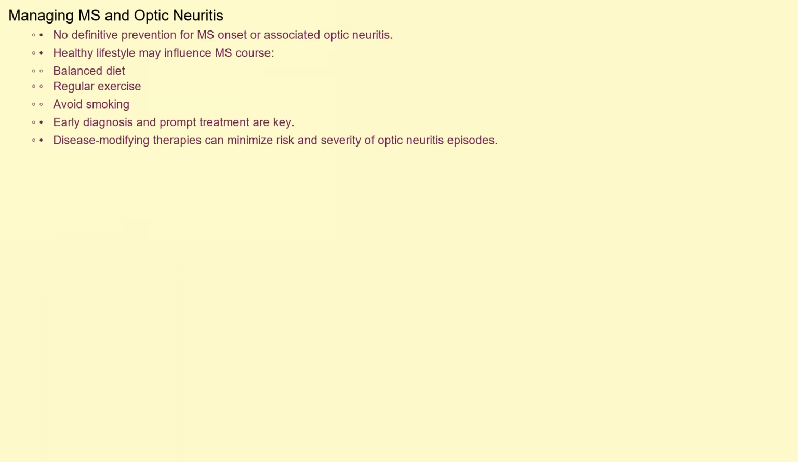Currently, there's no definitive way to prevent the initial onset of MS or, consequently, MS-associated optic neuritis. However, adopting a healthy lifestyle, including a balanced diet, regular exercise, and avoiding smoking, can support overall health and potentially influence the course of MS. Early diagnosis and prompt treatment of MS with disease-modifying therapies is the best approach to minimize the risk and severity of future optic neuritis episodes.